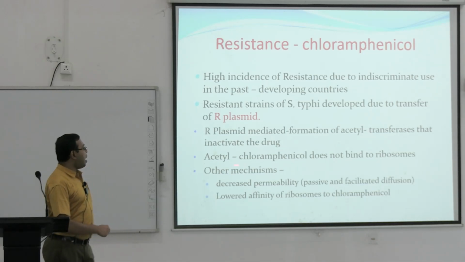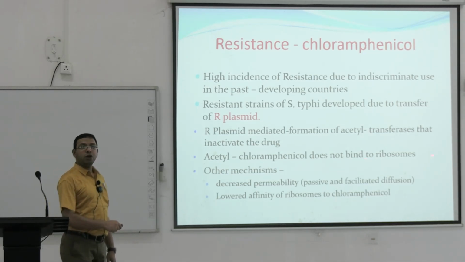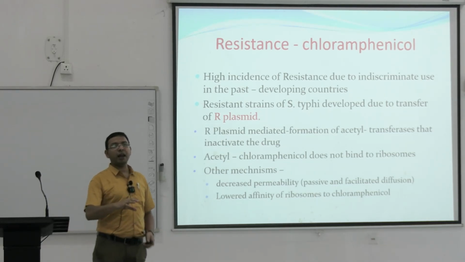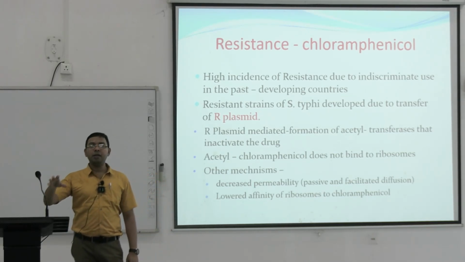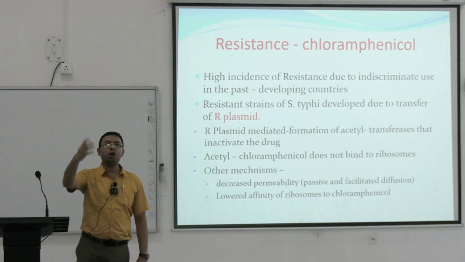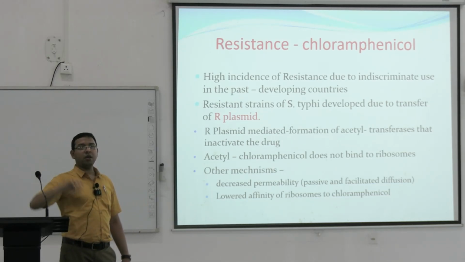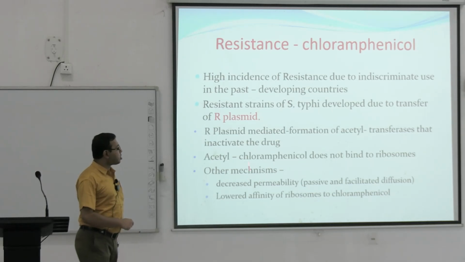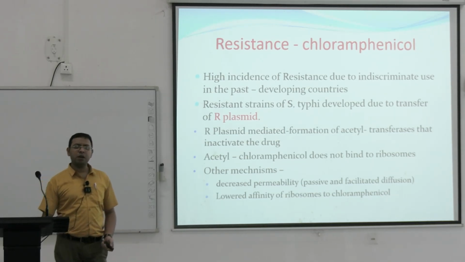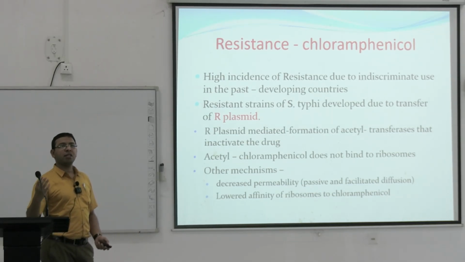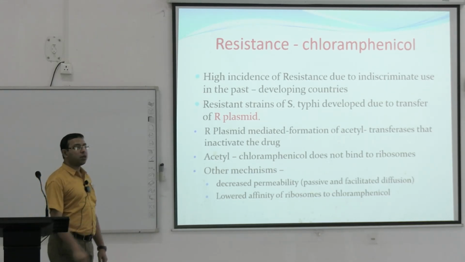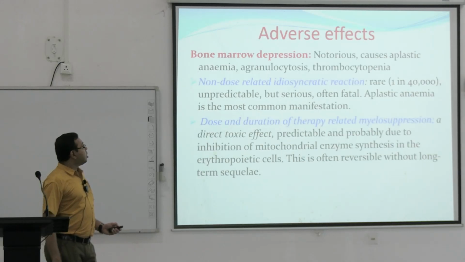Acetyl chloramphenicol does not bind to ribosomes. So when this acetyl transferase comes, it causes acetylation of chloramphenicol, and this acetylated derivative ultimately will not bind to the protein synthesis pathway. Apart from this, there are some other mechanisms: decreased chances of the drug entering within the bacteria, and lower affinity of the ribosomes to chloramphenicol.